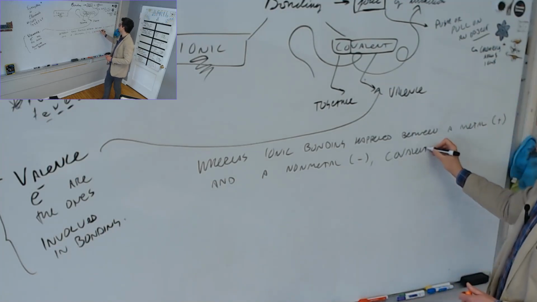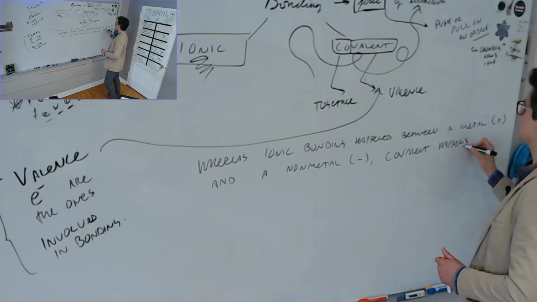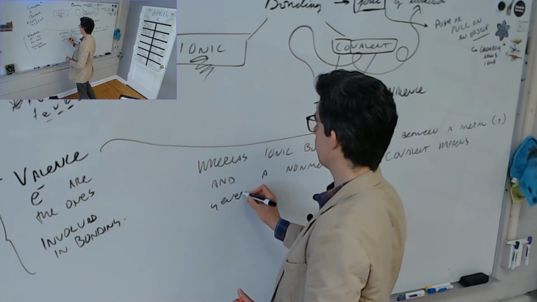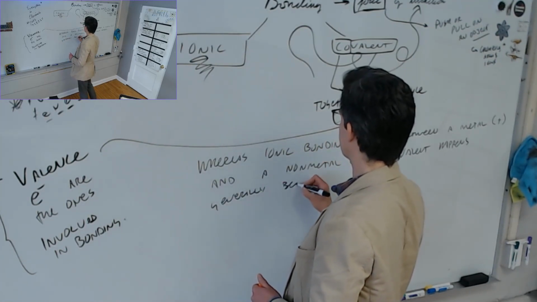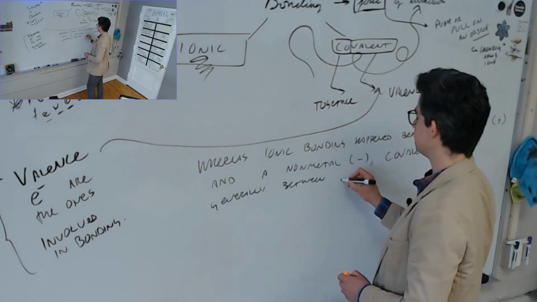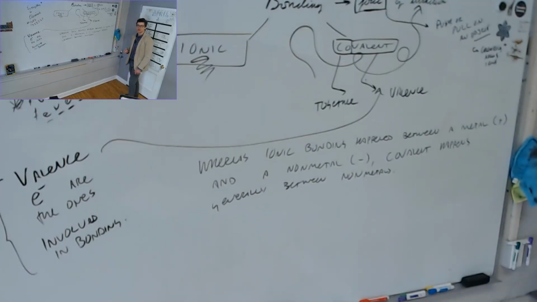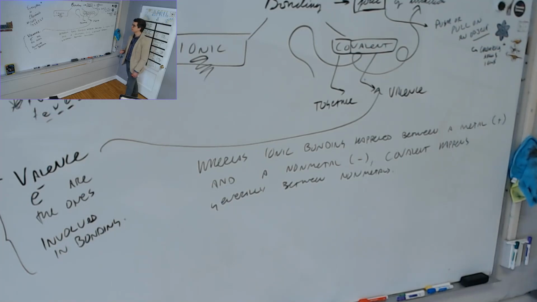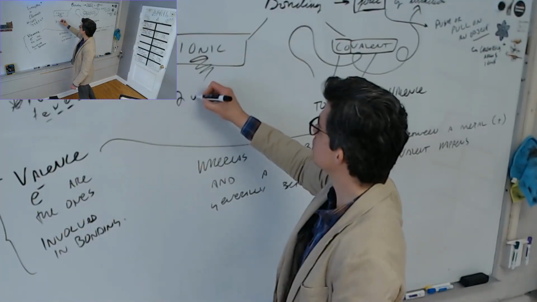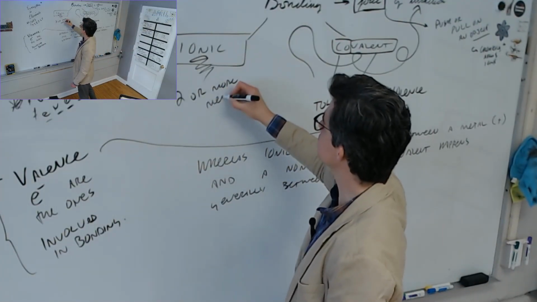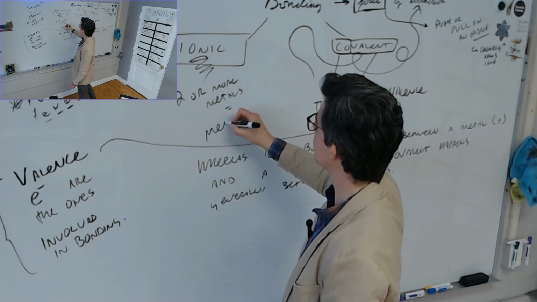Covalent happens generally between what? Two metals. No, try again. Two nonmetals. What kind of bonding happens between two or more metals? BTW, Lucas, they form a new metal. Two or more metals, we call that metallic bonding.